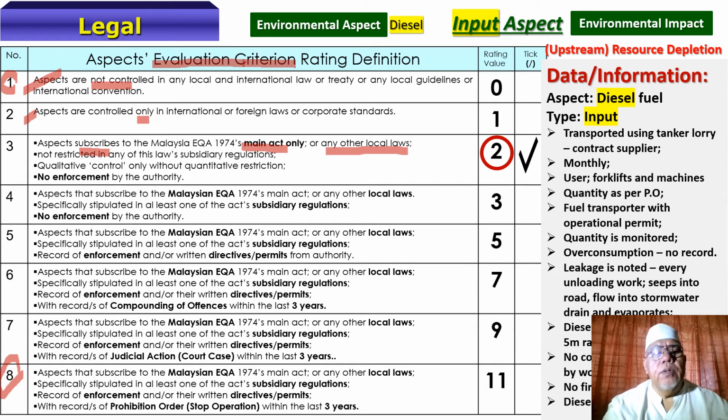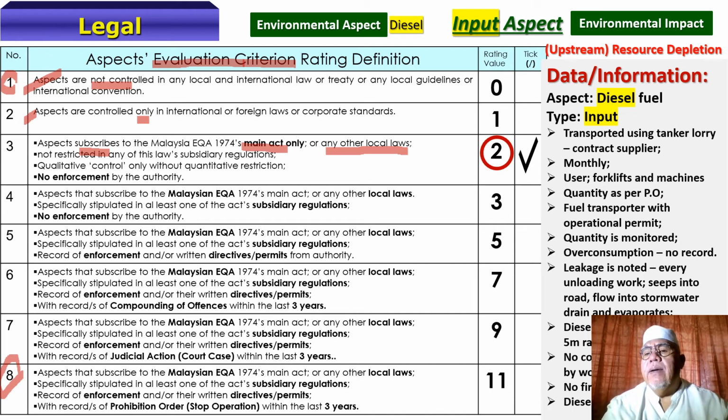No, it doesn't fit in number 4, 5, 6, 7, and 8. Okay, so it fits in 2. So the rating value for diesel, as far as legal is concerned in this country, in Malaysia, at this stage is 2, unless in the future the environmental law would include diesel fuel as a regulation, which I think no. So at this point the rating is 2.